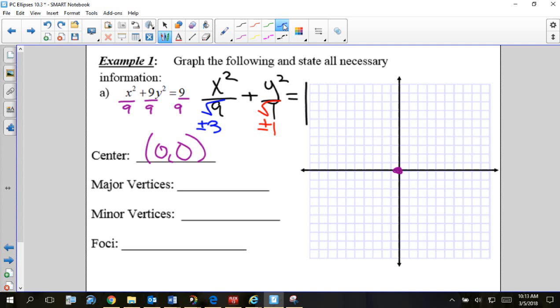So the distance from the center x-wise is 3. So from the center, since it's under x, we go negative or positive 3 from the center, because that's under the x. Under the y is 1, plus or minus 1. So vertically, we go up or down 1. So it's just like the radius was, only this time they're different amounts. So once you've gone out 3, negative 3, you've gone up and down 1, you have your ellipse.